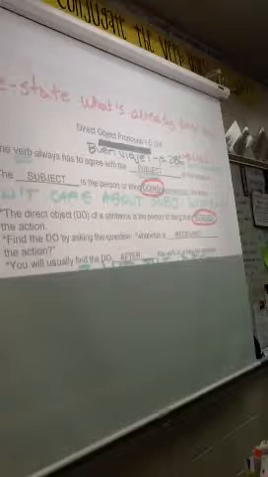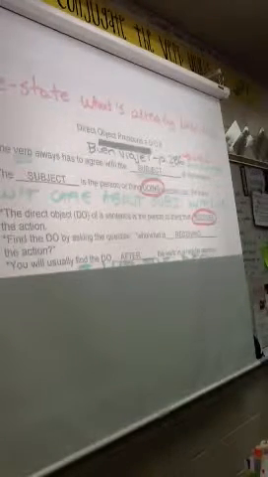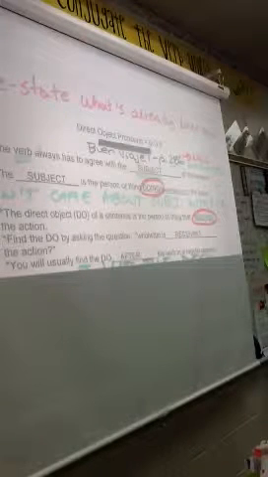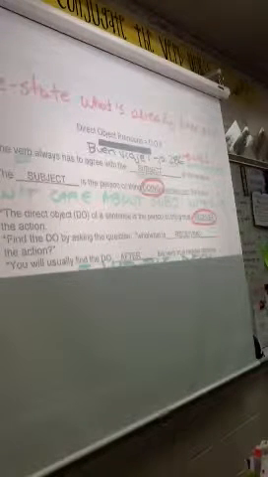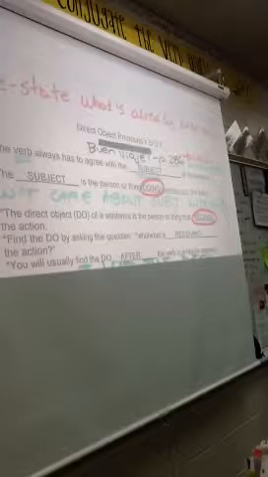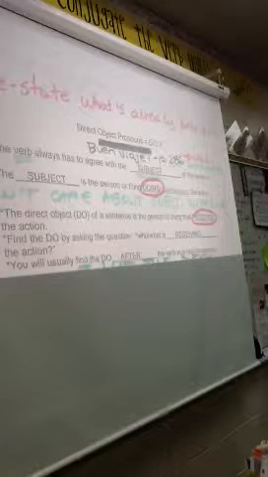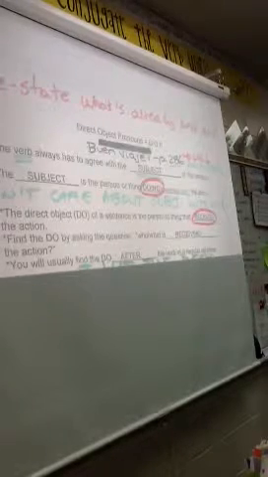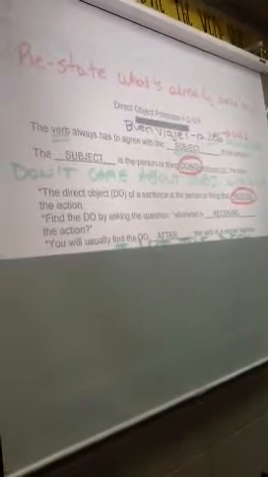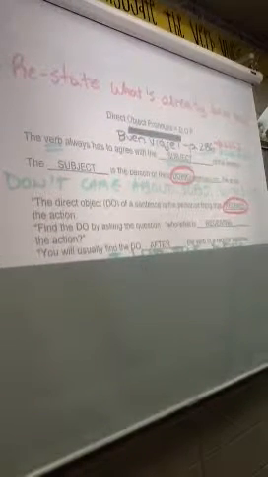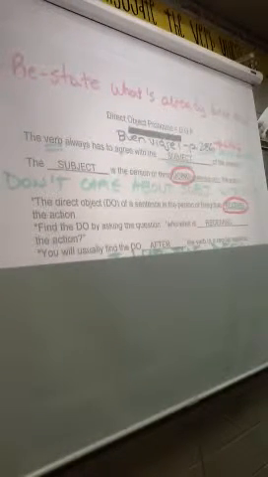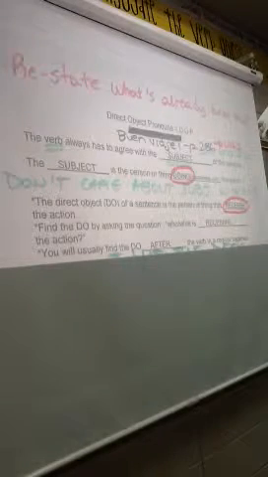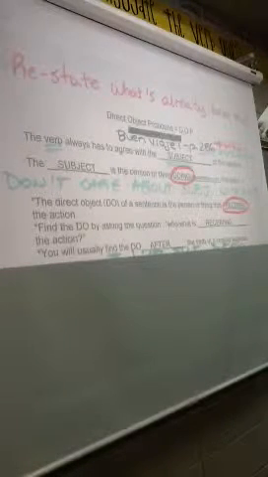So let's pretend that I hit the desk. Who hit the desk? You. I'm the subject, I did it. Who received the hit? The desk. What is the object of the sentence? The desk. What is the subject of the sentence? Me. Do I have anything to do with the desk? No.